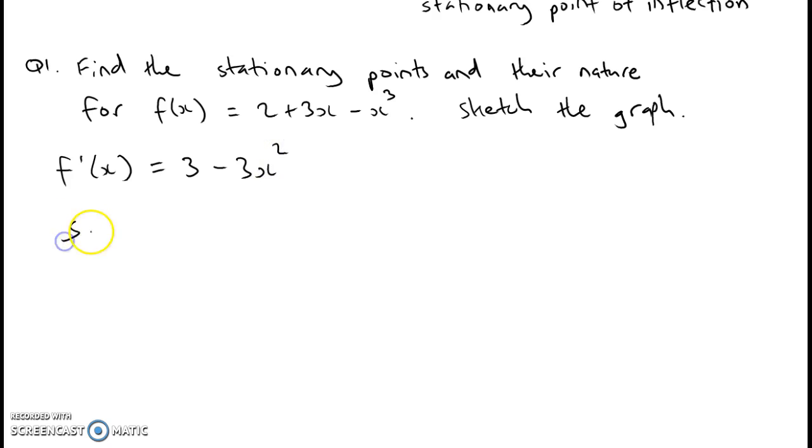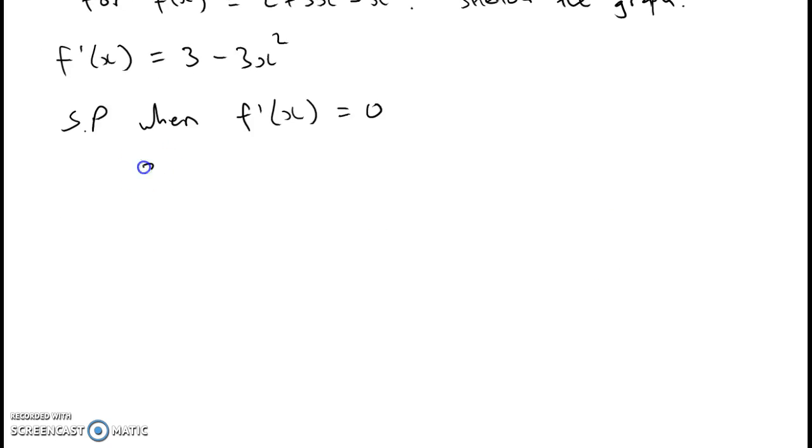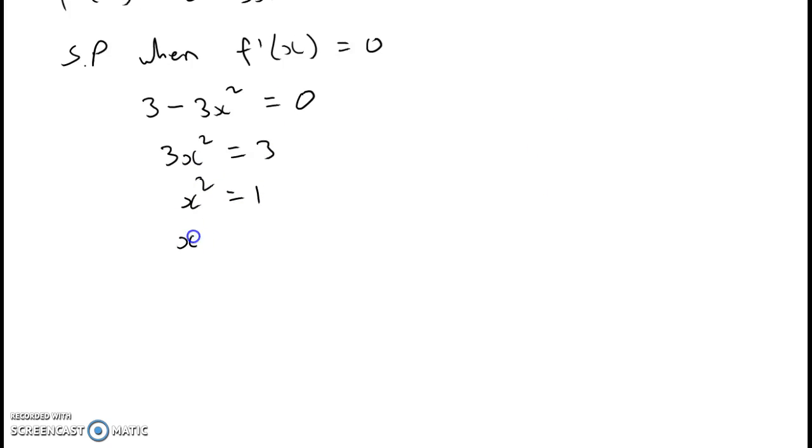We know that we've got a stationary point when the derivative is equal to 0, so we can solve 3 minus 3x squared equals 0, giving us 3x squared equal to 3, x squared equal to 1, and that leaves us with x equal to 1 or x equal to minus 1. So we know that we've got a stationary point at x equals 1 and at x equals minus 1. In fact, we should change this to and.